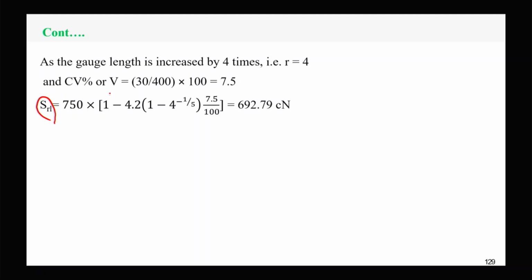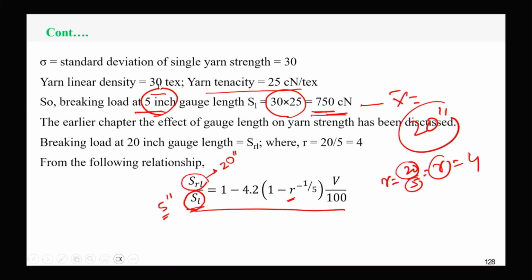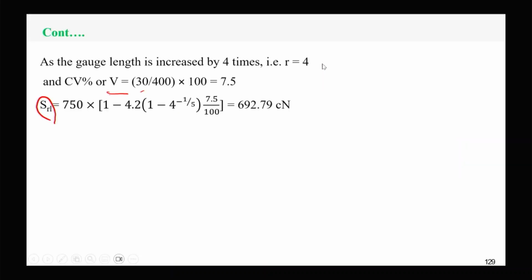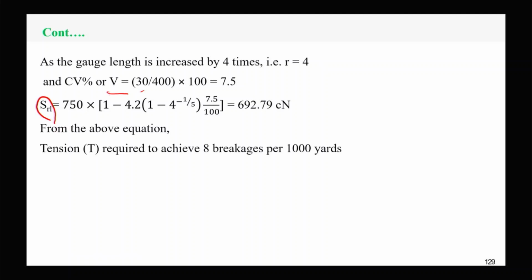If we know the CV percent, because the standard deviation was given as 30, we can calculate the coefficient of variation V. The strength at 20-inch gauge length is 692.79.